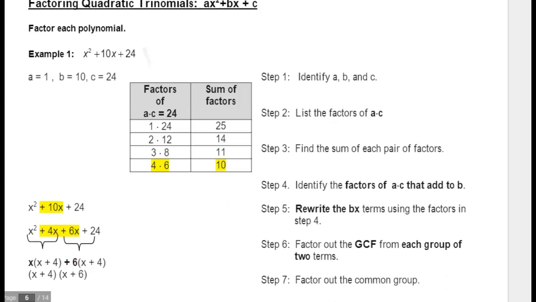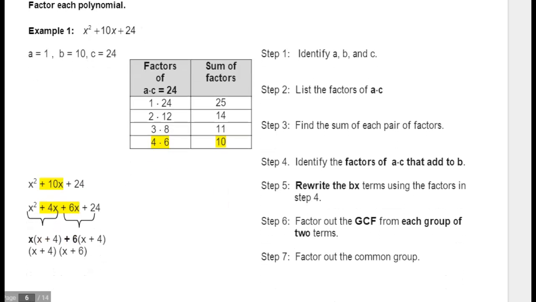So here are your steps. First thing you need to do is list your A, B, and C. So if we look here, really we have a 1 in front there. And then that means A is 1, the B is 10, and the C is 24. So you list those every time.